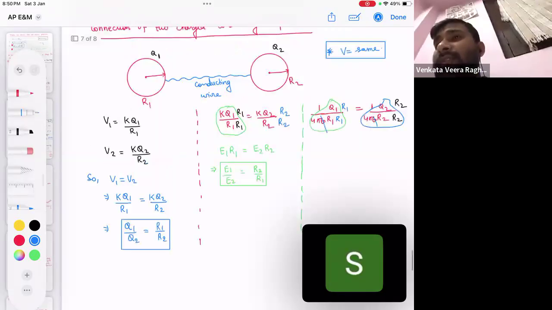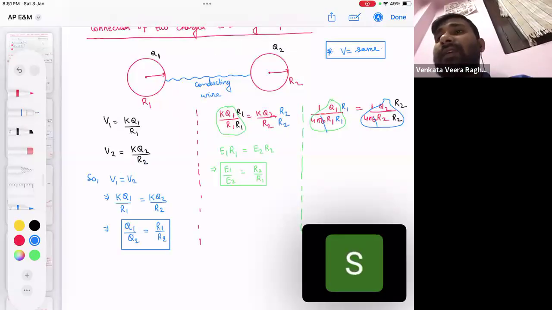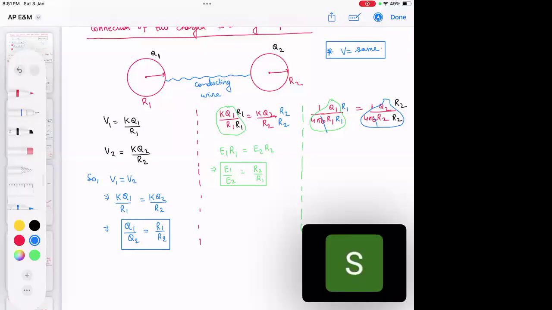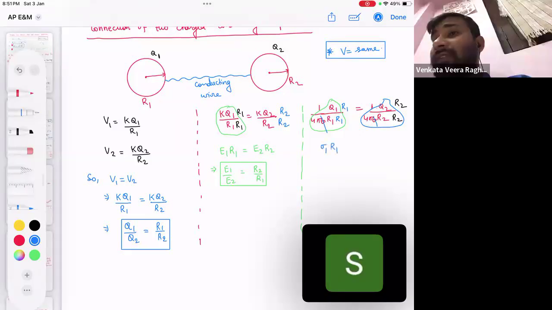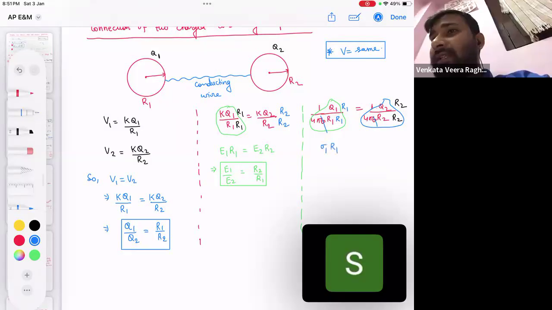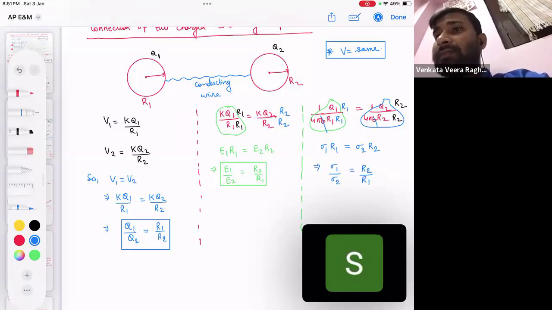Q1 is the charge on sphere 1 and 4 pi R square is the surface area of sphere 1. So isn't it written as sigma 1, the surface charge density, sigma 1 R1? Is it coming to sigma 2 R2? So that means sigma 1 by sigma 2, how much will it come again? R2 by R1.